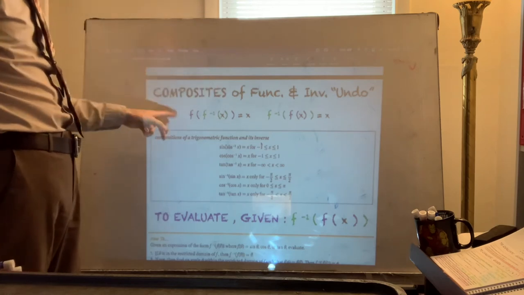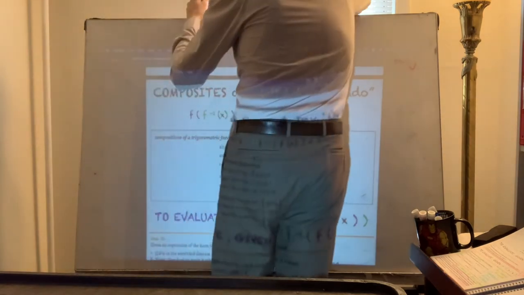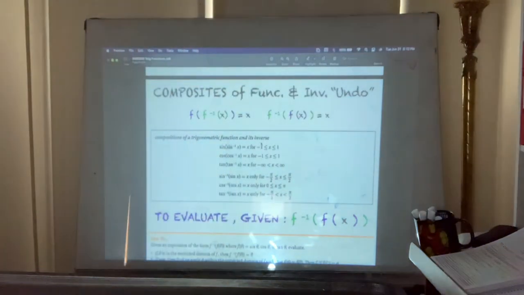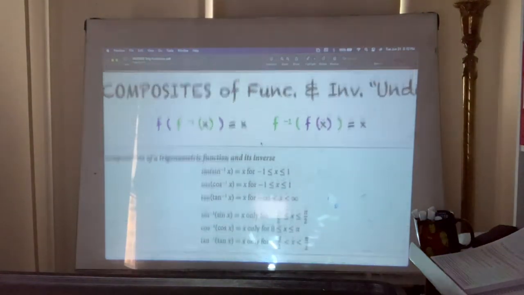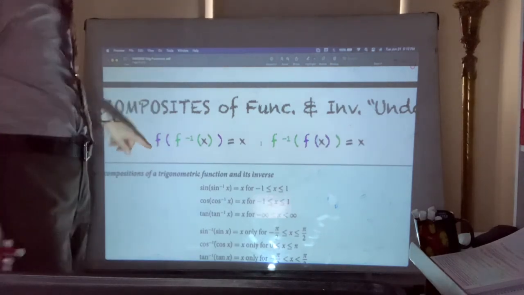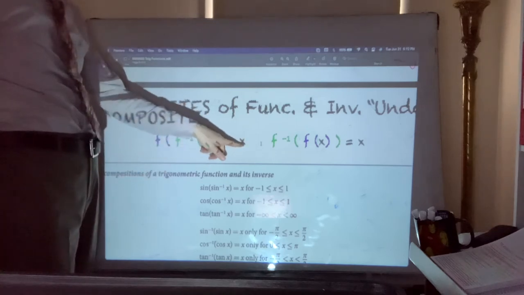Here's how it was given to you back when it was introduced as a concept. I'm going to zoom in on this for a moment. What you see here for composites, the function of the inverse function of x. If they are truly inverses, we'll spit out the input here.